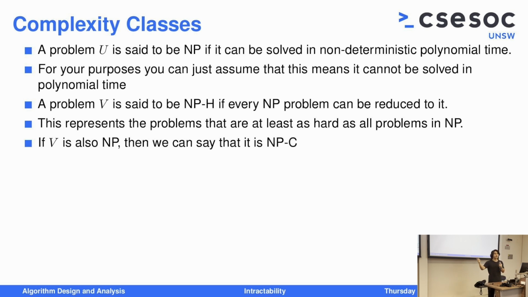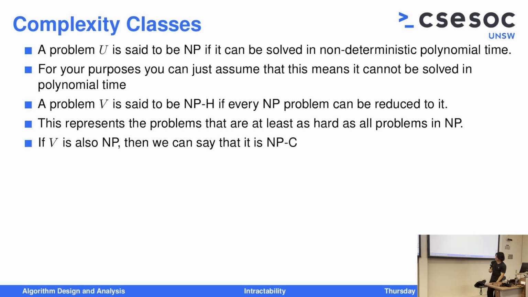If I see O of n cubed, okay, this is P, or I can solve this in polynomial time. If I see some sort of exponential, then okay, no good. And then we have this other thing: a problem V is said to be NP-hard if every NP problem can be reduced to it. I hope you've heard the idea of reductions at this point, but we'll get more into it. Basically, the general gist is that NP-hard problems are at least as hard as every single NP problem. This represents the problems that are at least as hard as all problems in NP.